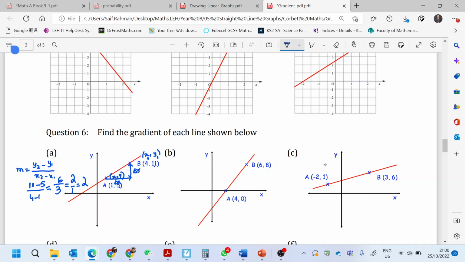So 2 is the gradient, or 2 over 1 is the gradient. That means on the y-axis it is changing 2, on the x-axis it is changing just 1. So this is the gradient of this line.